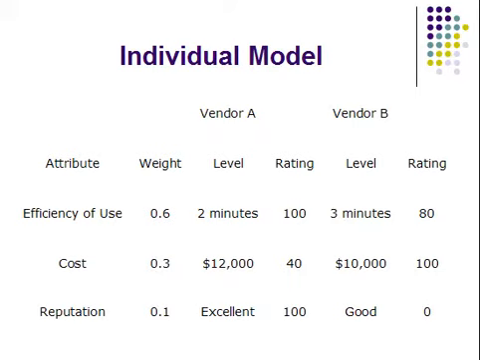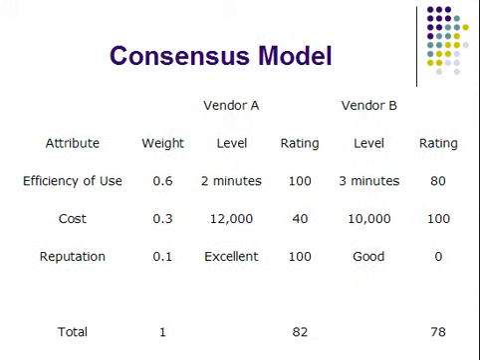Then numbers were added and then divided by the particular value. For instance, efficiency was given a score of 60, which was divided by 100. The weights are then given as follows. Efficiency equates to 0.6, cost equates to 0.3, and reputation equates to 0.1.